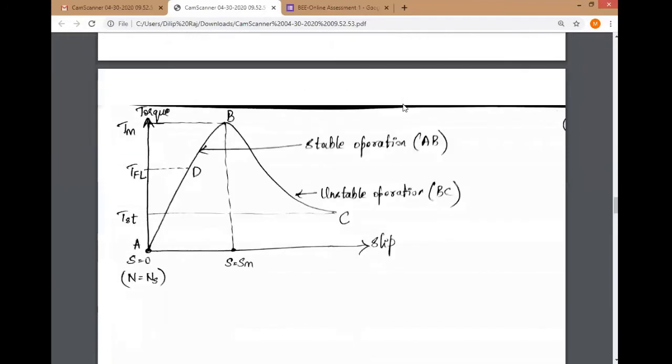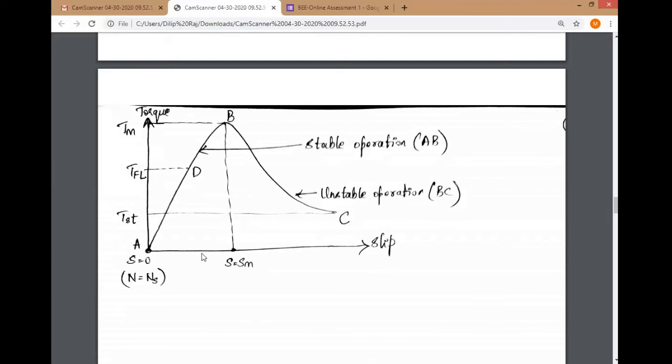So this is the torque slip characteristics of the induction motor. Slip value varies from S equal to 0 to 1. This is at starting, so this torque corresponds to the value during starting. It is the starting torque, and this is the maximum torque. When S is equal to Sm, we get the torque to be maximum. So AB represents the linear curve, that is the stable operating region. BC represents the hyperbolic nature, where it is the unstable operating region.